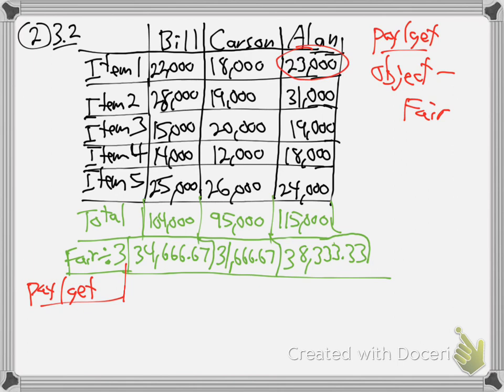So give away the items. Some people are going to get more than one item. Somebody might get none. I don't know. So give away the items, and then calculate the pay get, which is going to be all their objects minus their fair share. Let's bring it down here. Minus their fair share. All right, so do that. I'll try to get that clicker thing going while you do that.